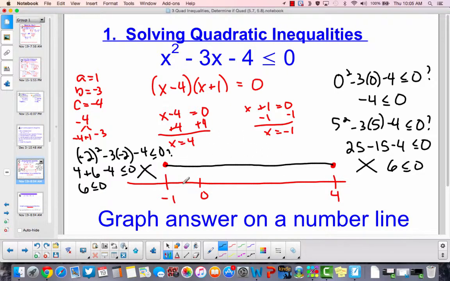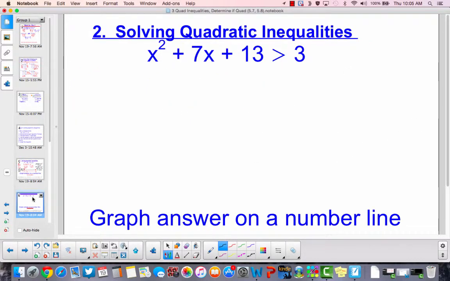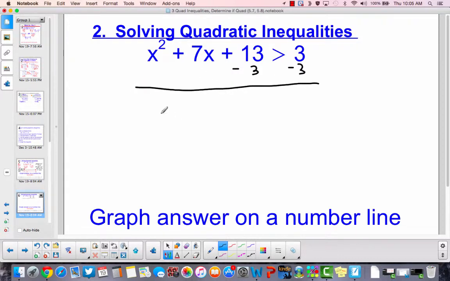Let's try another one. You've got another example. This one. Now, what's different about this one than the previous one we did? Right. It's not set equal to 0. So we have to set it equal to 0 first. So I have to subtract the 3. And I get x squared plus 7x plus 10 is greater than 0.